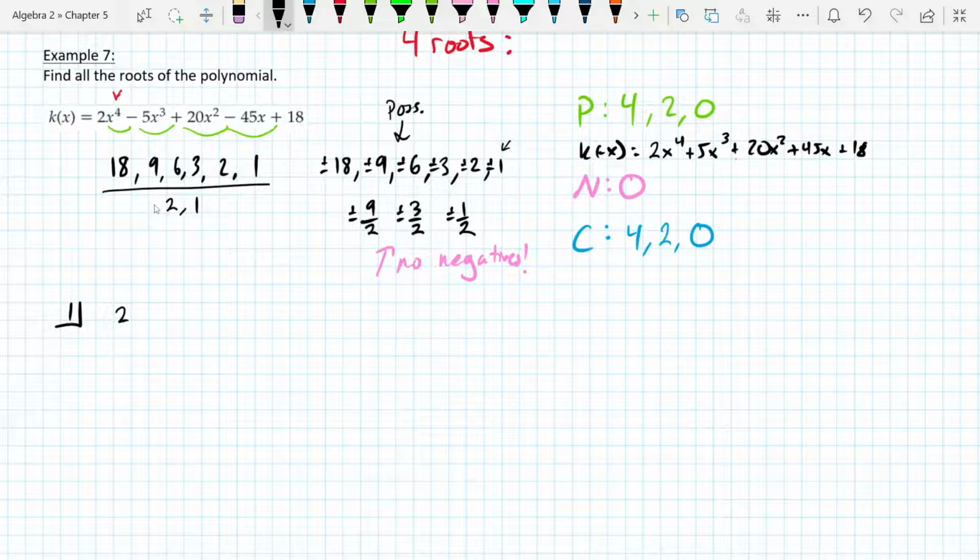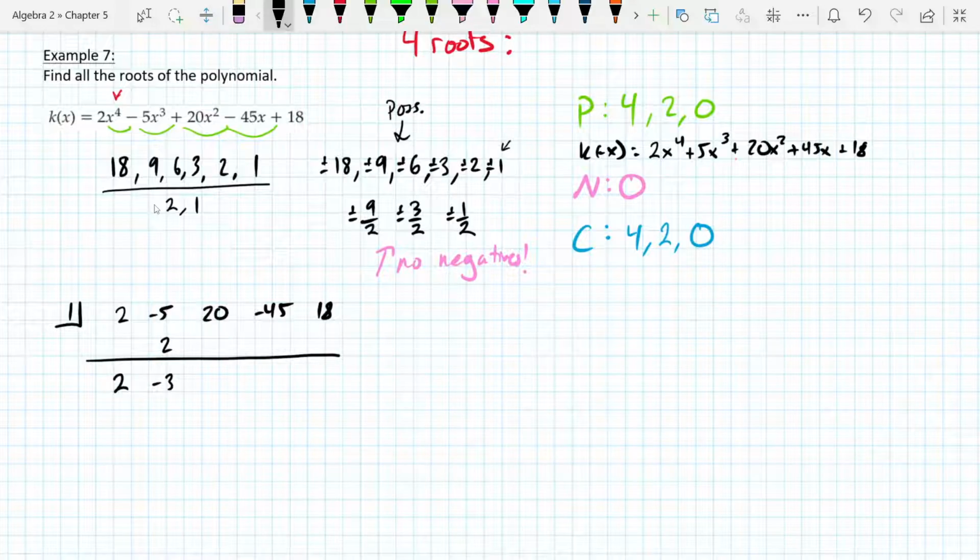And then I set it up: 2, -5, 20, -45, and 18. Drop it down, we got ourselves a 2. Add them up, multiply it, add them up, multiply it, add them up, multiply it, and we get -10. So 1 is not a root. We also know -1 isn't a root because there are no negatives. So cross that off our list. 1 down, a bunch more to go.